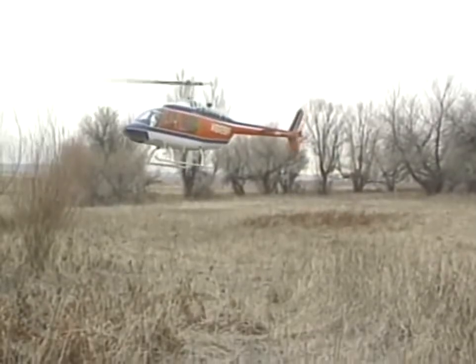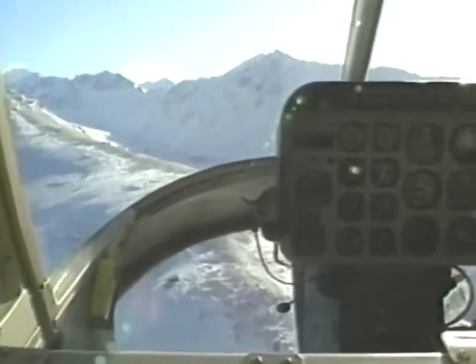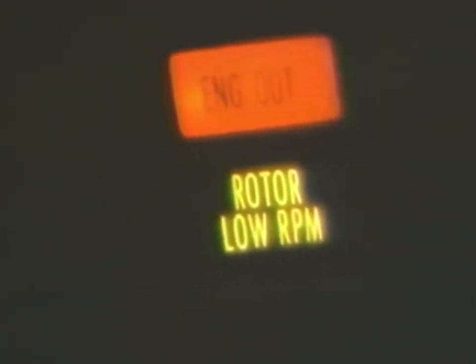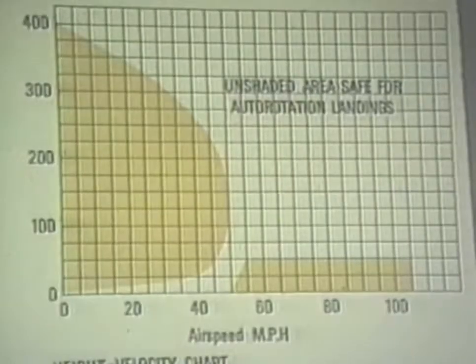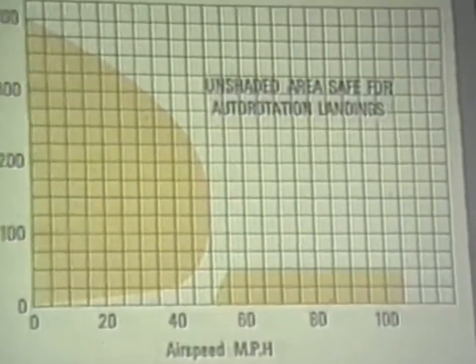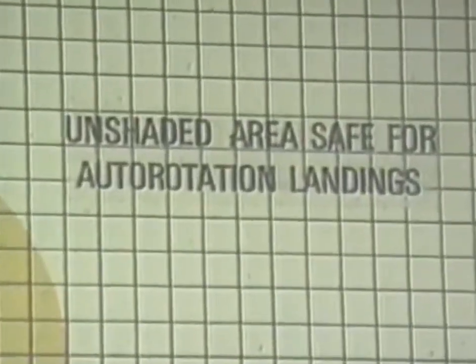What are the helicopter's capabilities in the event of an emergency? An engine failure, for instance? Engine failures in turbine helicopters are very rare. However, should one occur, a helicopter is capable of auto-rotation to a safe landing. A good thing to know if you're a passenger.